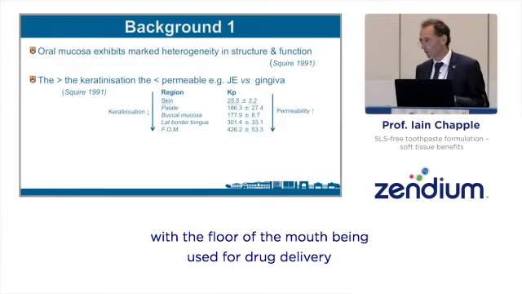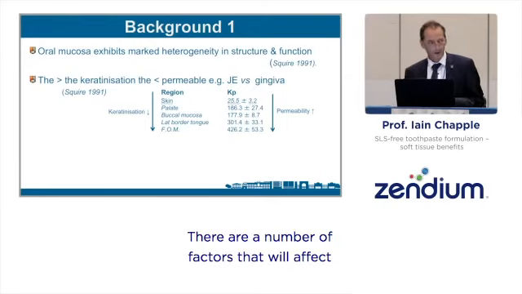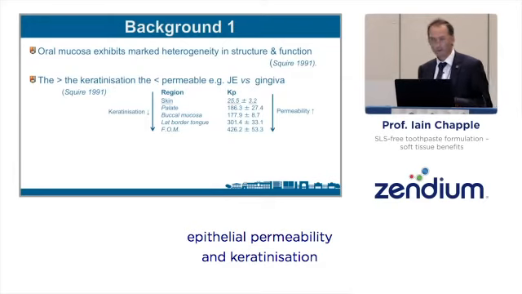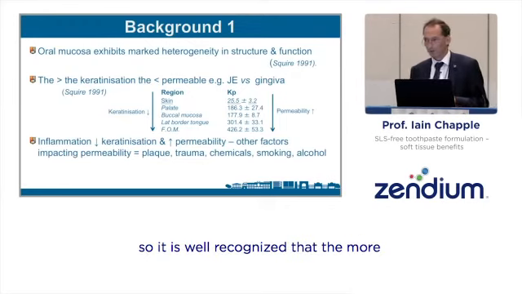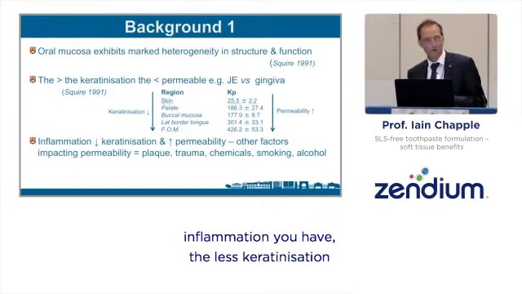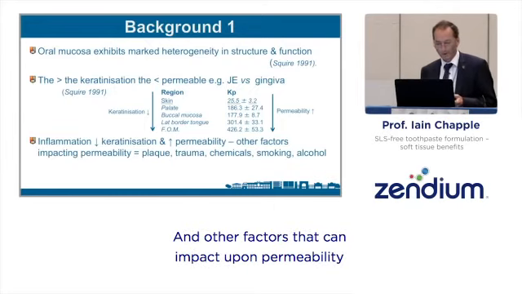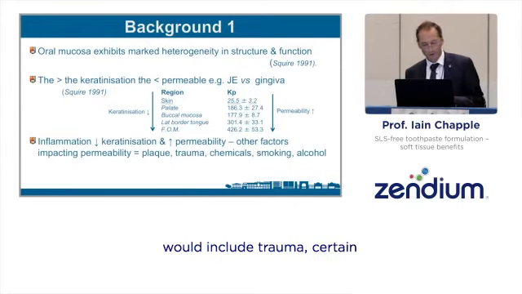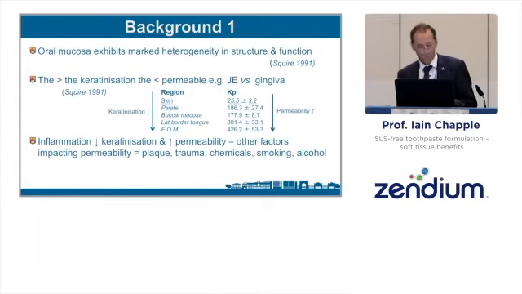And you'll be familiar with the floor of the mouth being used for drug delivery in certain situations for exactly that reason. There are a number of factors that will affect epithelial permeability, and keratinization, and inflammation is probably one of the most important. So it's well recognized that the more inflammation you have, the less keratinization and the more permeable the mucosa is. And other factors that can impact upon permeability would include trauma, certain chemicals, smoking and alcohol.